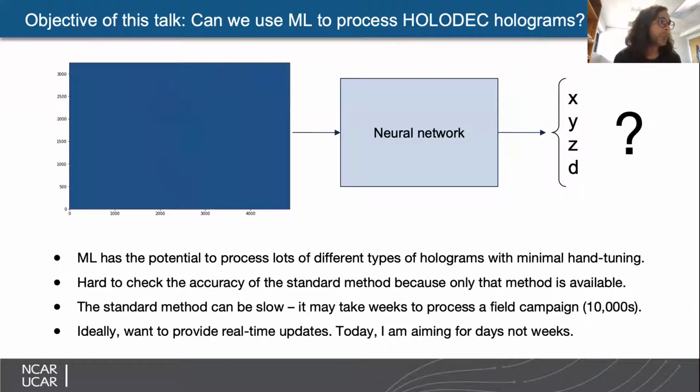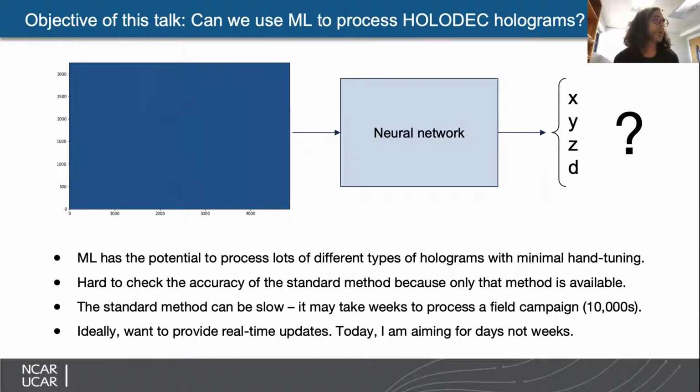Another main reason why we would like an alternative, or even just another method, to process these holograms is because it's hard to check the accuracy of the standard method, since that's the only thing available. Even just having another benchmark can tell us more about the performance of both methods. Furthermore, the standard method can be slow depending on the type of hologram you're processing and what's in it. It may take quite a long time to process a full field campaign, which can be tens of thousands of holograms, and that could be weeks.